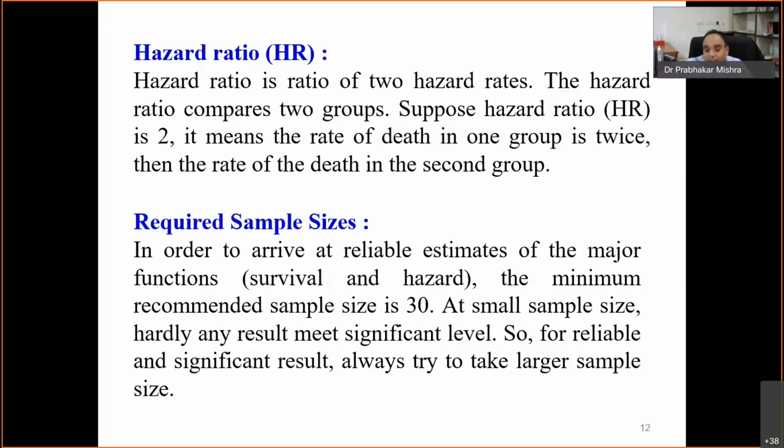Another important point is sample size. We know that for each and every statistical method, there is a sample size estimation formula. If we are going to conduct a survival analysis study, we need to calculate the sample size. There is no fixed prediction for survival analysis of how many subjects we need to include. That depends on your study objective and the inputs available from a previous study or pilot study.